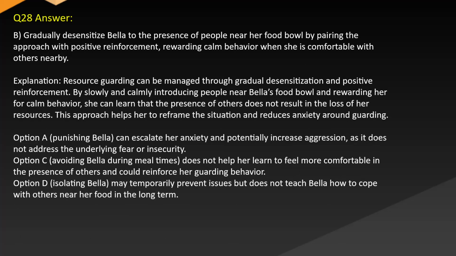Answer. B. Gradually desensitize Bella to the presence of people near her food bowl by pairing the approach with positive reinforcement, rewarding calm behavior when she is comfortable with others nearby. Explanation. Resource guarding can be managed through gradual desensitization and positive reinforcement. By slowly and calmly introducing people near Bella's food bowl and rewarding her for calm behavior, she can learn that the presence of others does not result in a loss of her resources. This approach helps her to reframe the situation and reduces anxiety around guarding.